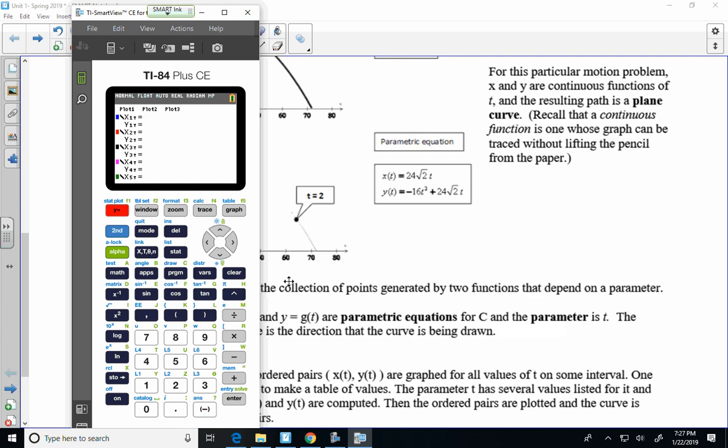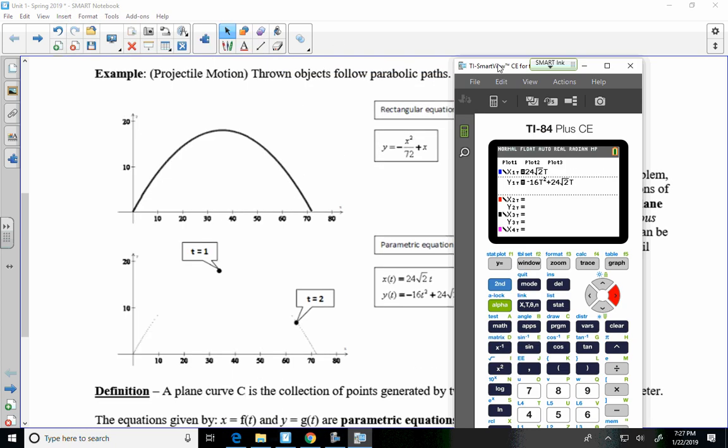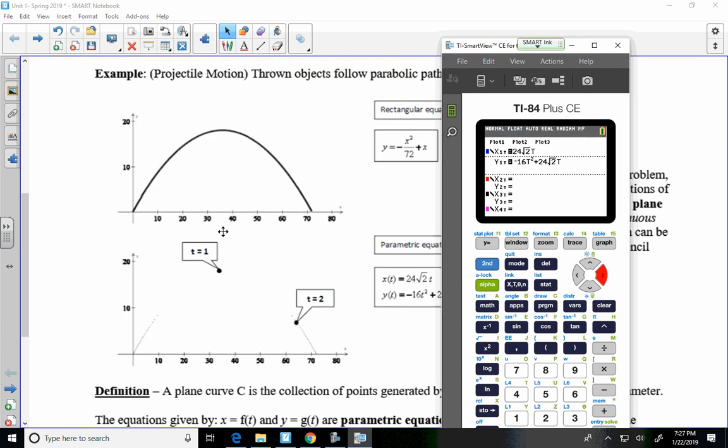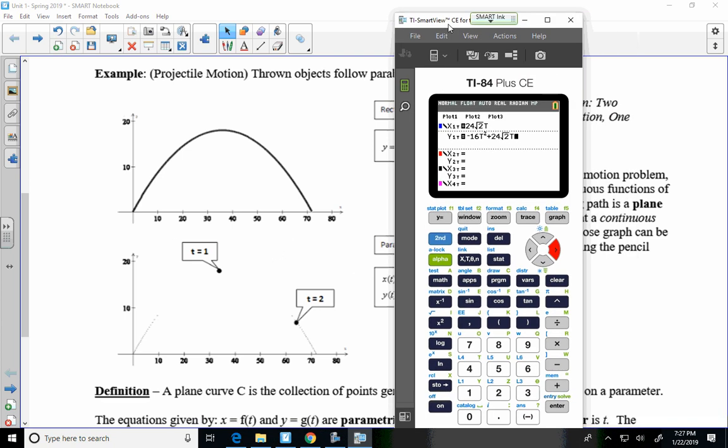I don't know. But anyway, I can type in 24 rad 2 t. Just make sure that t is outside the rad by hitting the right arrow. Negative 16 t squared plus 24 root 2 times t. And then, because they've already kind of given us a sense of the constraints here, based on just the scale, I can establish my window.